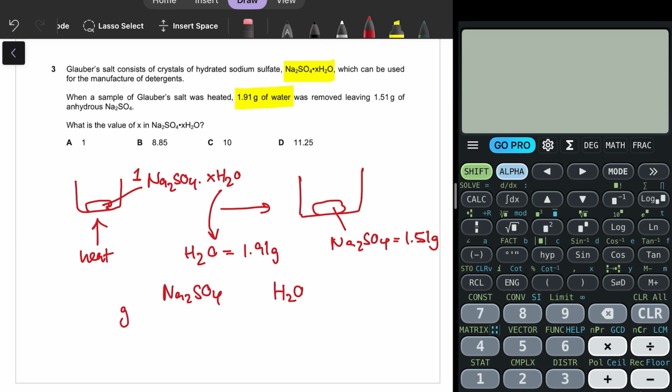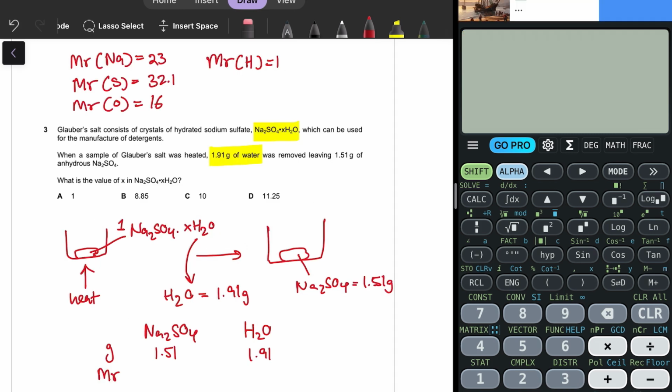So sodium sulfate has 1.51 grams. H2O has 1.91 grams. We're going to want to find the MR for each. So up here, I've just given the MRs of the elements. You can find these at the back in the periodic table. They'll always be the larger number.